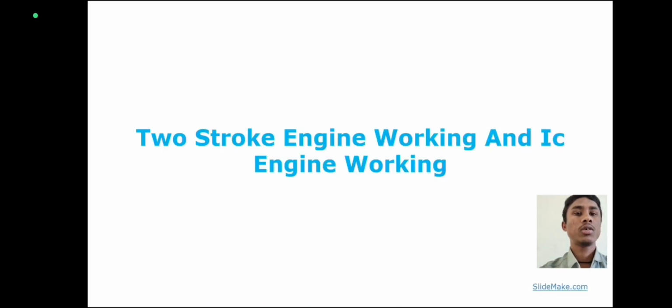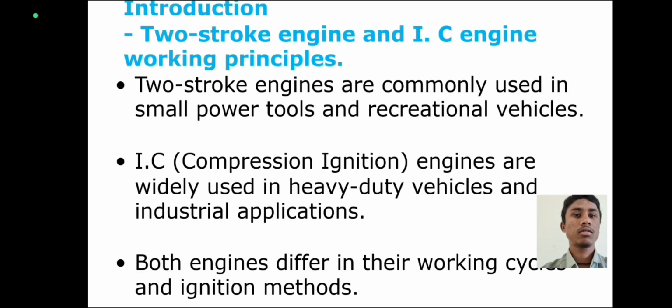Today, my topic is two-stroke engine working and IC engine working. Introduction: two-stroke engine and IC engine working principles. Two-stroke engines are commonly used in small power tools and recreational vehicles. IC compression ignition engines are widely used in heavy-duty vehicles and industrial applications. Both engines differ in their working cycle and ignition methods.